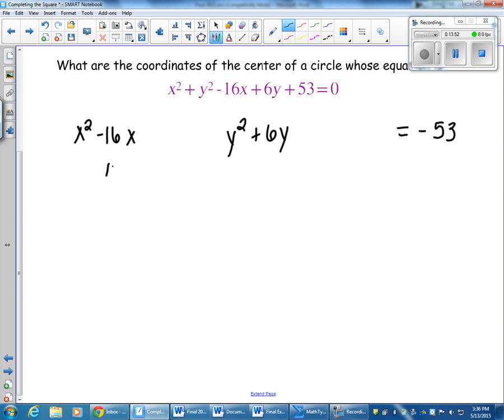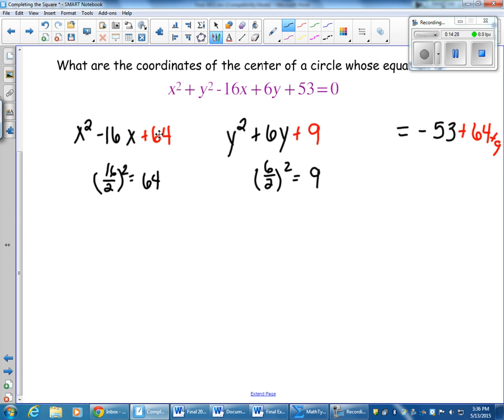Take your b term, divide it by 2, and square it. So we get 16 divided by 2, which is 8. 8 squared is 64. Add it to this side. Leading coefficient was 1, so I can just add it to the other side. Do the same thing with the y's, ignoring the x's. B term, divided by 2 and square it. 6 divided by 2 is 3. 3 squared is 9. Add it to this side. Add it to the other side.